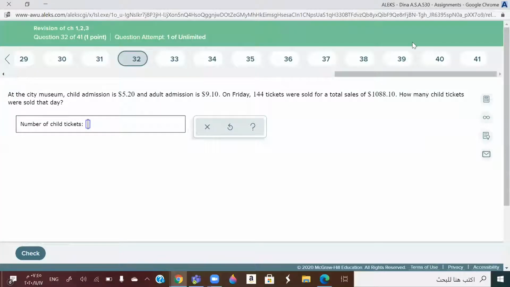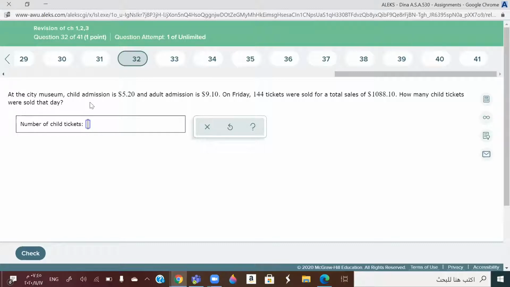Hello everyone. In this video, I will be using ALEKS to demonstrate how you can solve a word problem involving mixture problems by converting it to linear functions, and then you can use either substitution, the table method, or the elimination method. So let's read the question together.